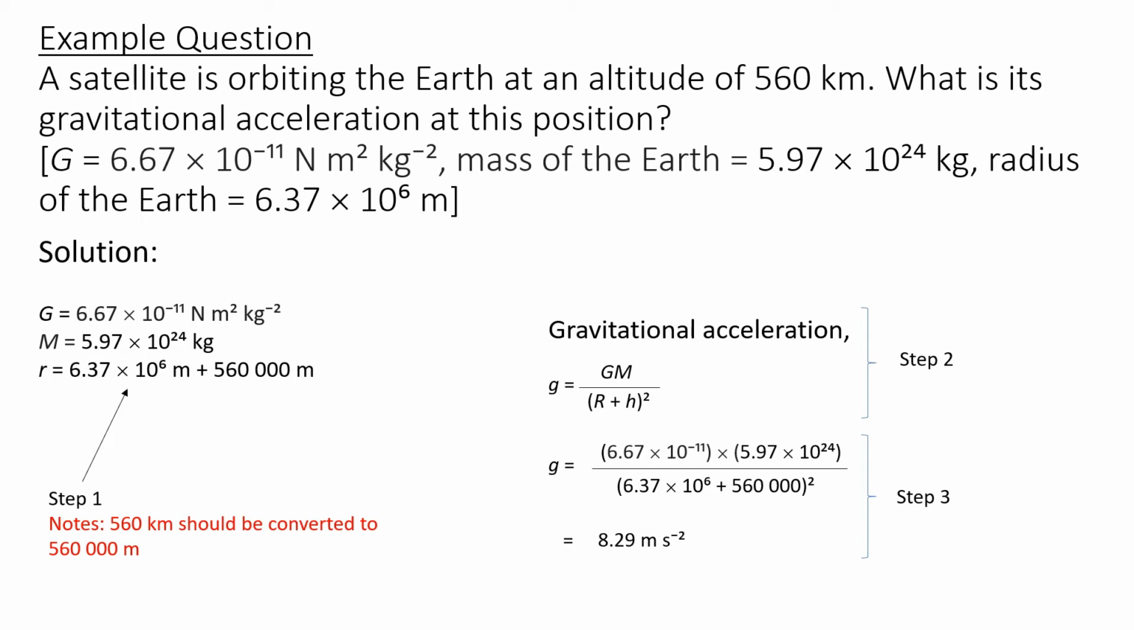Same as usual, list the given information, which is the gravitational constant, mass of the Earth and radius of the Earth. There is an important thing you need to remember. 560 km must be converted to meters. After that, you can start to do the calculation. When you have done the calculation, you will get 8.29 meters per second squared as the answer for this question.